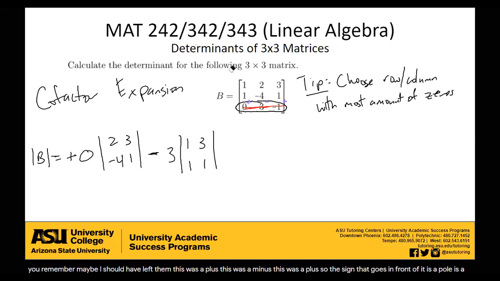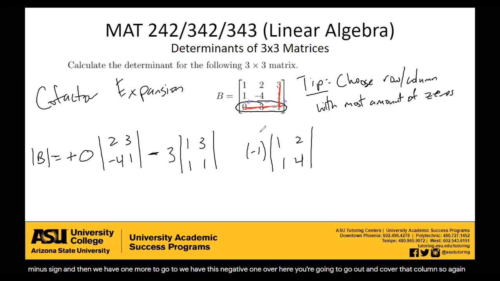We have this -1 over here. So we're going to go ahead and cover that column. So again, we chose -1. And the minor that we had along with it is 1, 2, 1, 4. And then it's a plus sign, right? Looking at that little purple mark there, the plus sign out in front. So this is what the determinant ends up being.